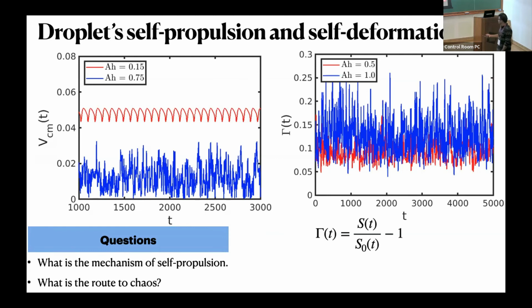So the questions we will ask, as it's an ongoing project: what is the mechanism of self-propulsion here, and how to explain that? We are thinking of calculating the pressure, looking at the pressure distribution inside the droplet to explain that. And what is the route to chaos, as you increase activity, leading to a chaotic system? These are the two major questions we are going to ask in future.